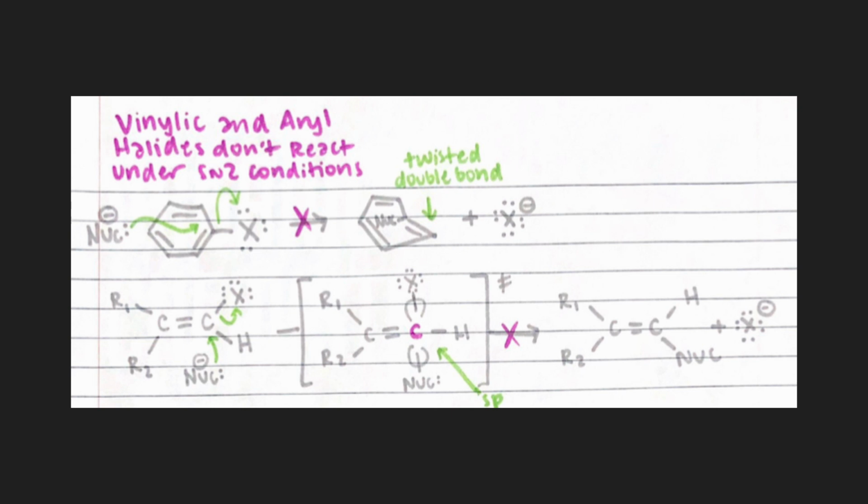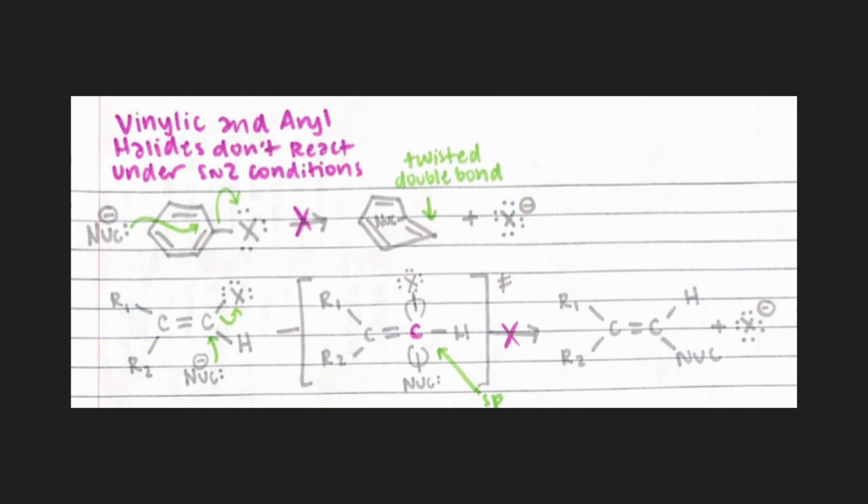We have some limitations with vinylic and aryl halides that we need to go over first. It's important to know that both of these molecules cannot undergo SN2 type reactions, or bimolecular nucleophilic substitution. Let's look at why. So the top reaction there is attempting to show SN2 with an aryl halide. As you would expect, we have a leaving group and a nucleophile that will come in and take its place. However, this reaction cannot happen.